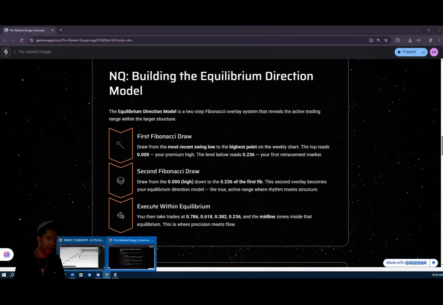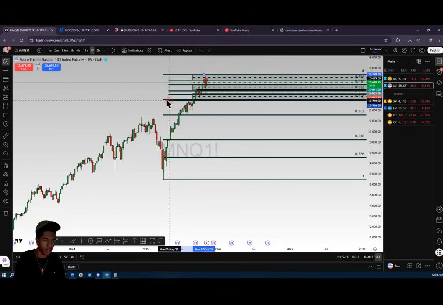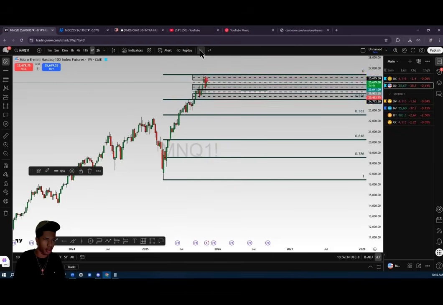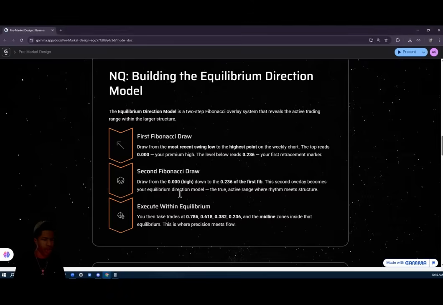How does that look? Like this. You draw a second fib right here. So if you see this fib from 0 to the 236, it's from the 0 point right here down to here. Boom, to the 236. Cool. And if it's bearish, it'll be from the 0 to the 786. Anyway, get back into it.